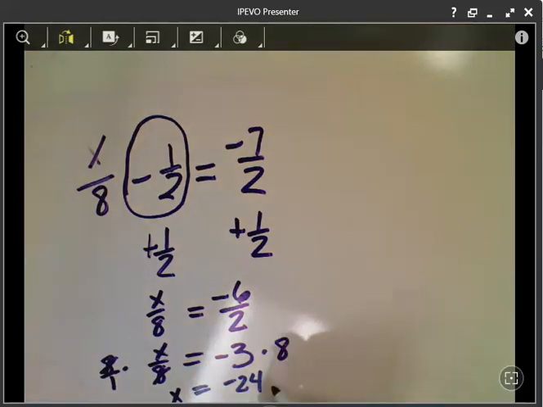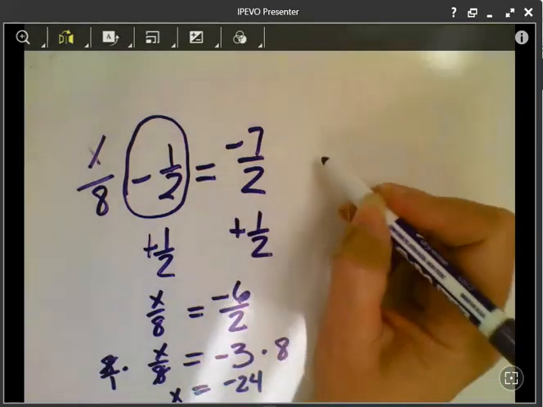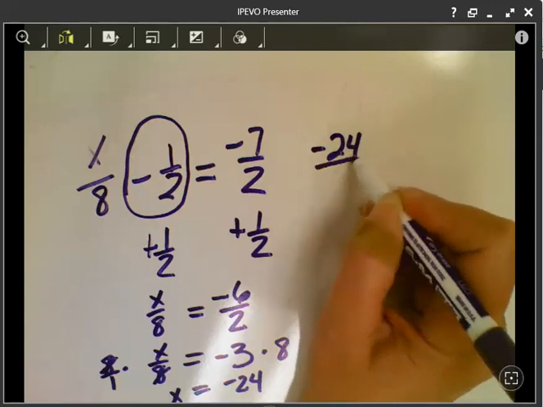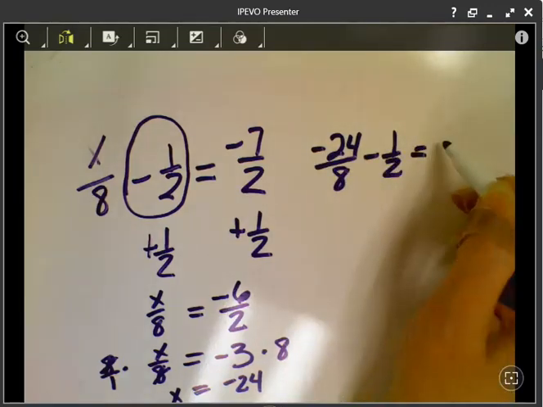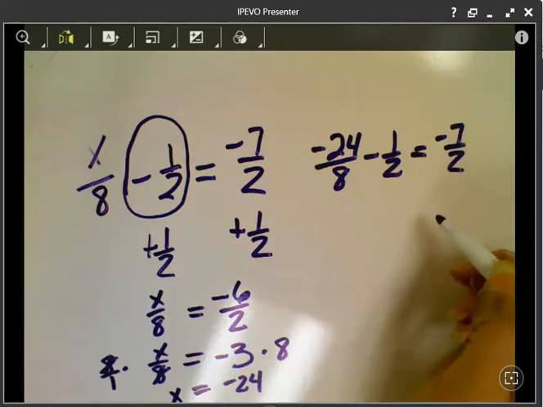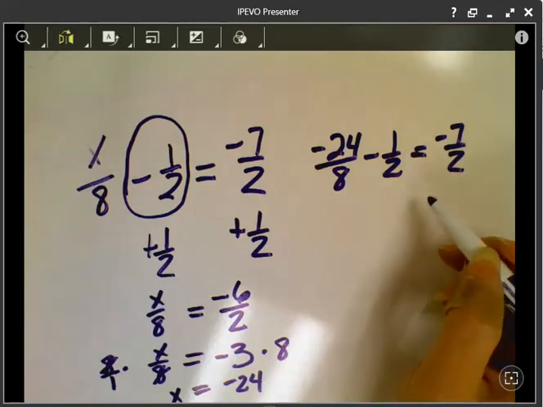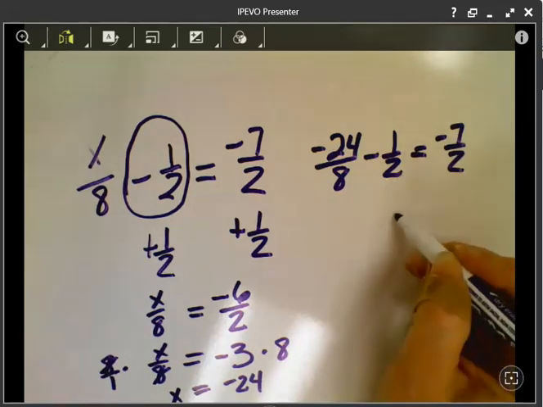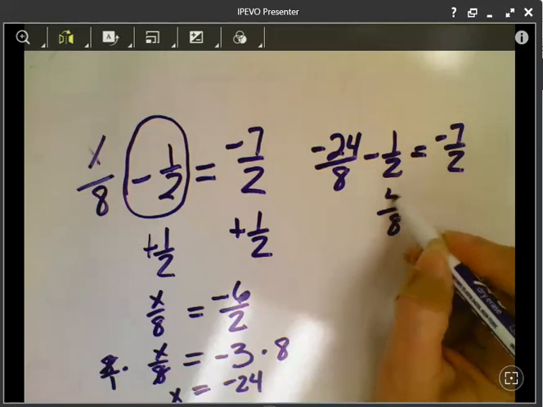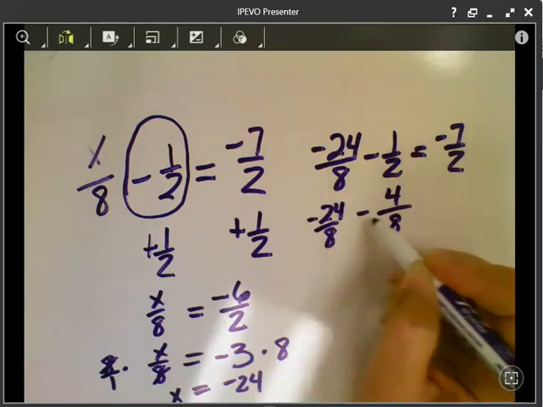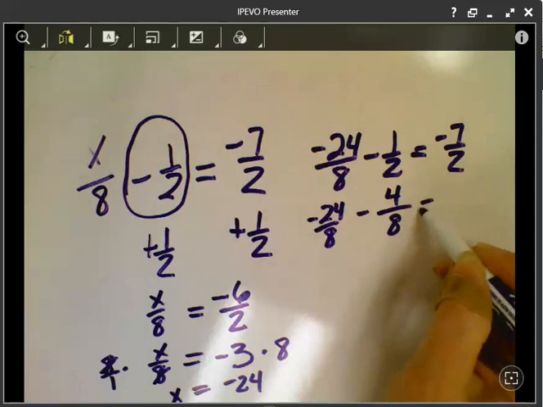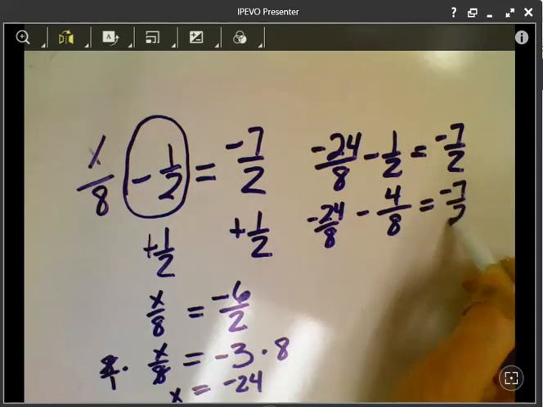So a good way to double check is to go back up here and put my negative 24 in for x over 8 minus 1 half equals my negative 7 halves. And I've got to see if this is a true statement. So I can make this eighths to make a common denominator. So that's going to be 4. So it's negative 24 eighths minus 4 eighths is equal to 7 halves.